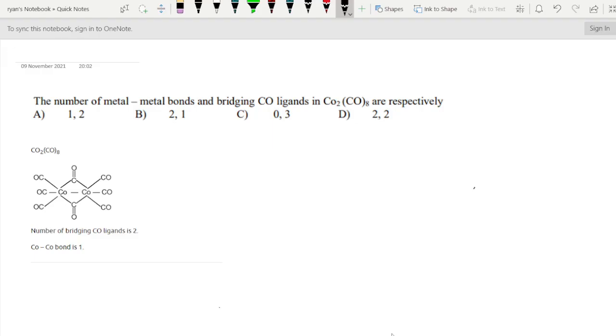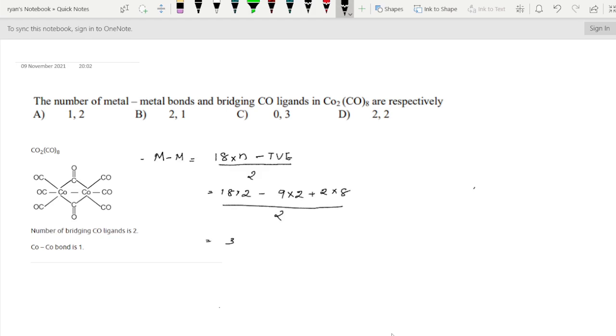Next question: number of metal-metal bonds and bridging CO ligands in dicobalt octacarbonyl. First we have to calculate the metal-metal bond. For calculating the metal-metal bond, one formula is there. That formula is 18 into n minus total valence electrons, divided by 2. Therefore 18 into number of cobalt, that is 2, minus total valence electrons: 9 into 2 cobalt plus carbonyl 2 into 8, divided by 2.